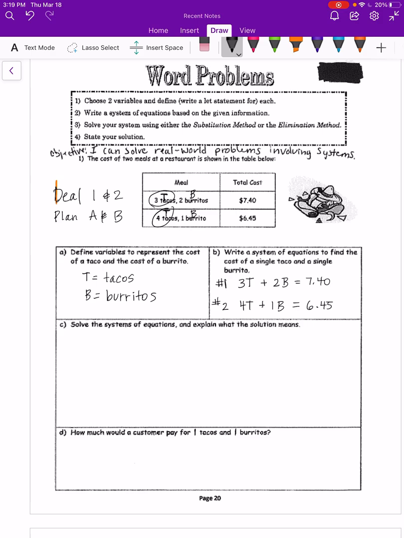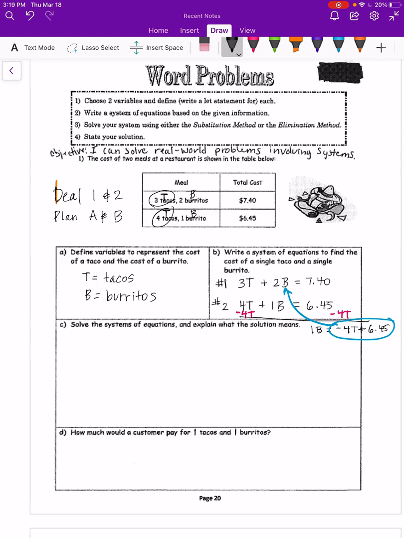So here, I have to solve this system, but I don't really have anything like, these look like elimination, but they won't eliminate. But I could get B by itself to use for substitution. So that's what I'm going to do. I'm going to take this bottom equation and I'm going to subtract 4T to the other side. And that gives you 1B equals negative 4T plus 645. So now I have it where I can take all of this and substitute it into the other one for B. Okay, so I can plug it right in there.